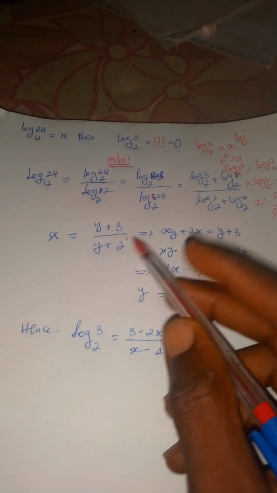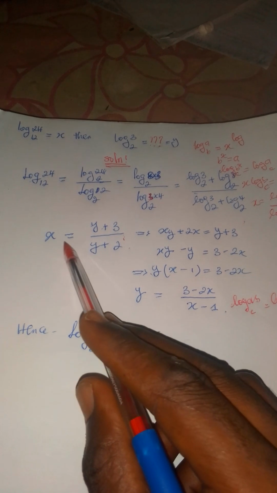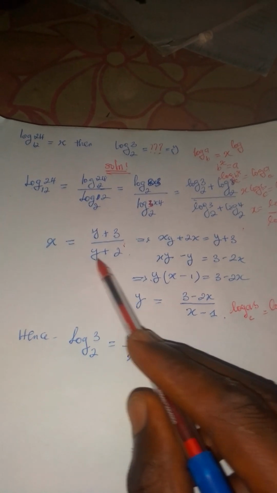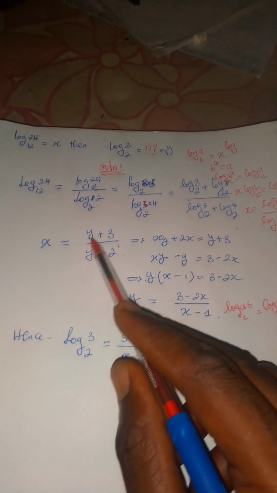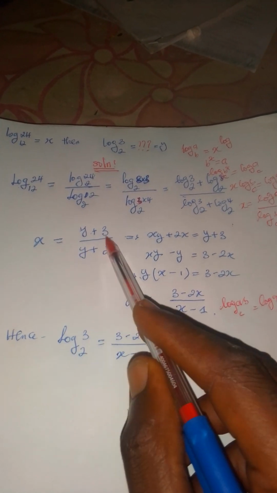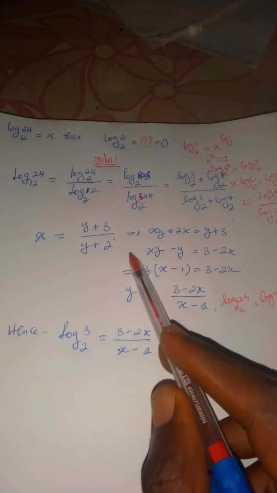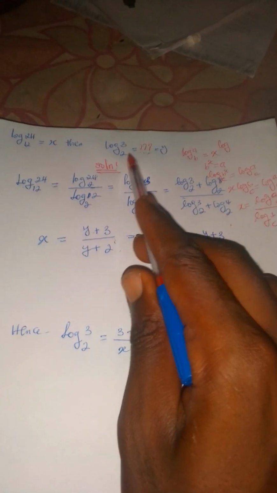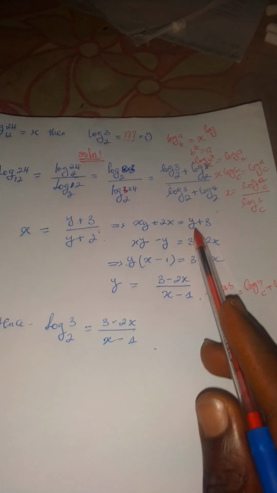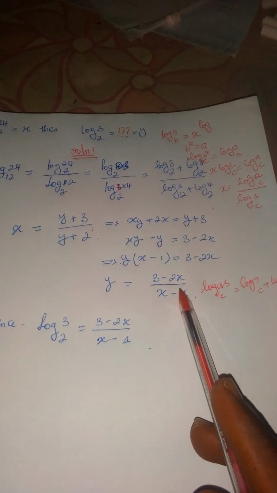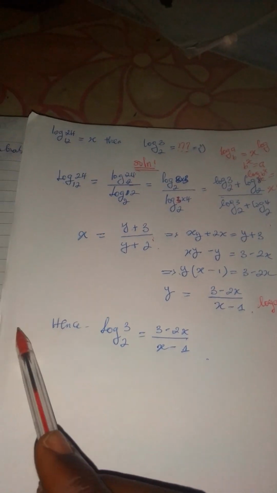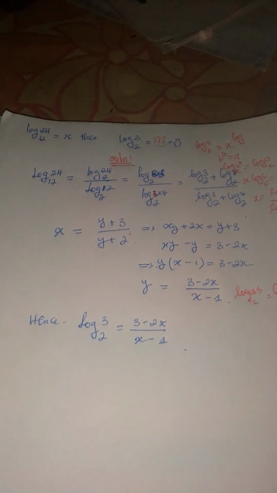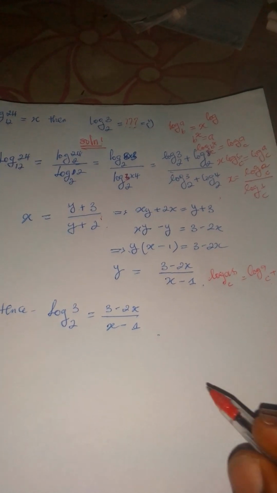Then now I decide to do cross multiplication here. So I have xy plus 2x equals 1 times all of this. I make y the subject because I'm trying to look for the value of y. I come down here, then make y the subject, and I end up with this. So hence the logarithm of 3 base 2 is equal to 3 minus 2x over x minus 1.